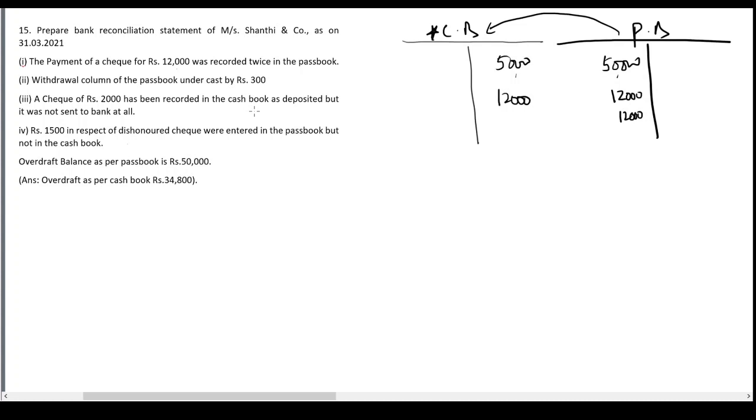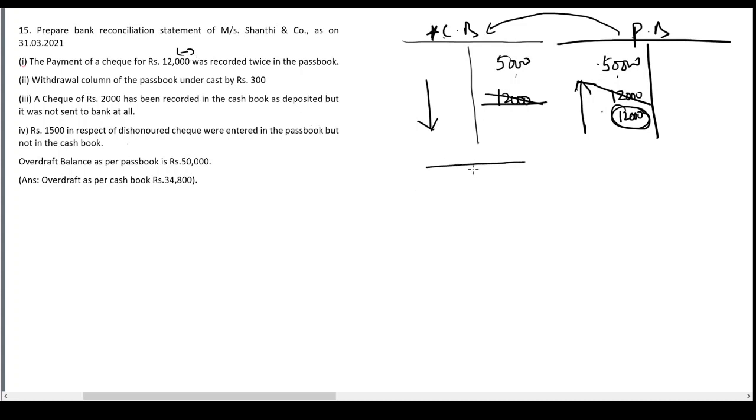Now, what will happen because of this? For one check, the business will record entry only once, whereas the passbook also has recorded once, but this extra entry has created a problem. Because of this, the passbook balance will be more, cash book balance will be less. Why is it more? Debit, another debit, the balance will increase, whereas the balance is relatively less here. So what should I do to the passbook to make it equal to cash book? I have to reduce the passbook balance by 12,000 rupees. I am not talking about the balance, I am talking about the overdraft balance. Overdraft balance has to be reduced by 12,000. So this would be minus.